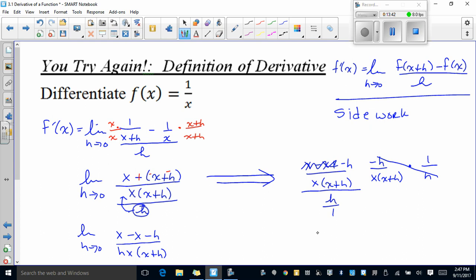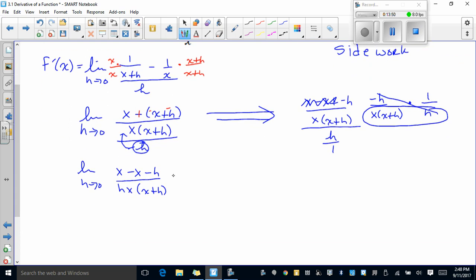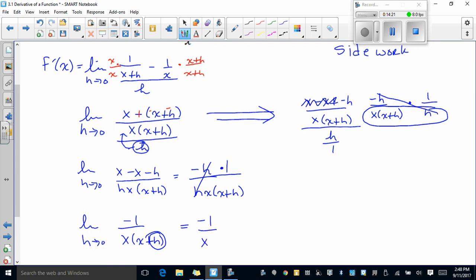So this one here, I said it was going to be negative h over hx, x plus h. Those cancel out, but please be aware there is still a 1 up there. You don't cancel everything out and then it just disappears. So the limit as h approaches 0 of negative 1 over x times x plus h. So this guy goes to 0, and we're left with negative 1 over x squared. So in this case, f prime of x is equal to negative 1 over x squared.